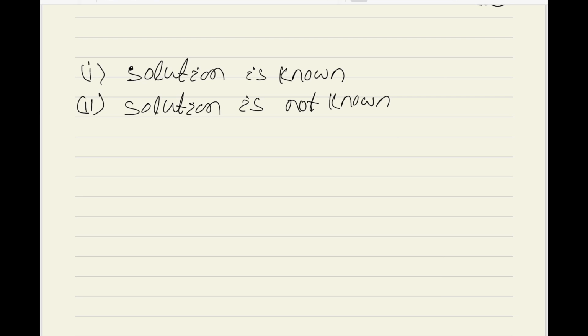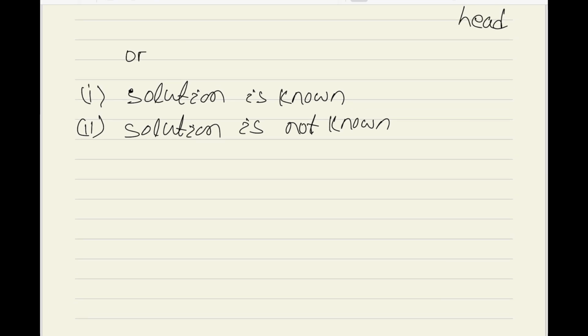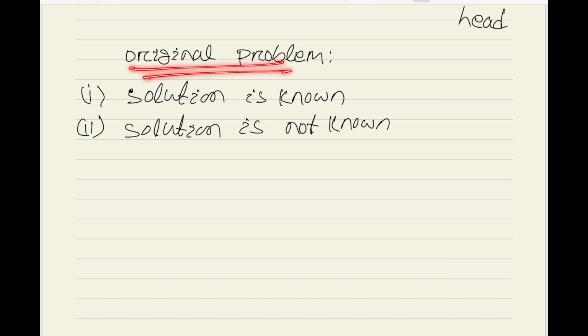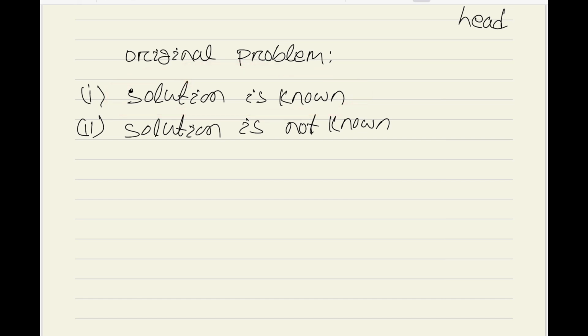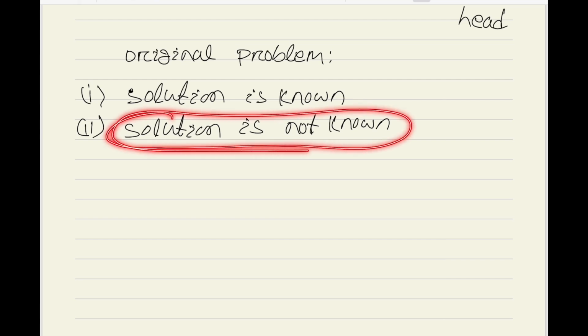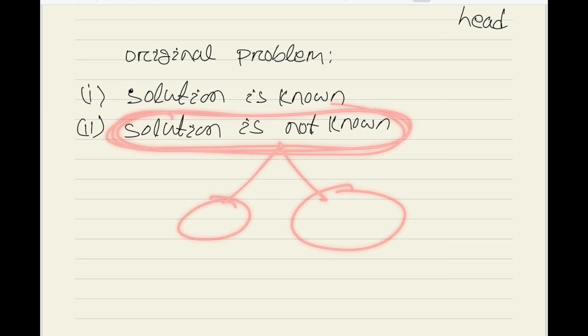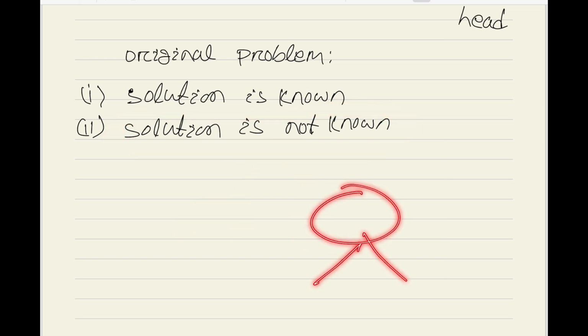So if we have a problem, and if we want to follow recursion to solve this, then we need to divide the original problem into two parts. For one part the solution is known, for another part the solution is not known. And again we divide the part for which the solution is not known into two parts. One is known, another is not known. Then again the not known part into two parts, one is known, another one is not known.